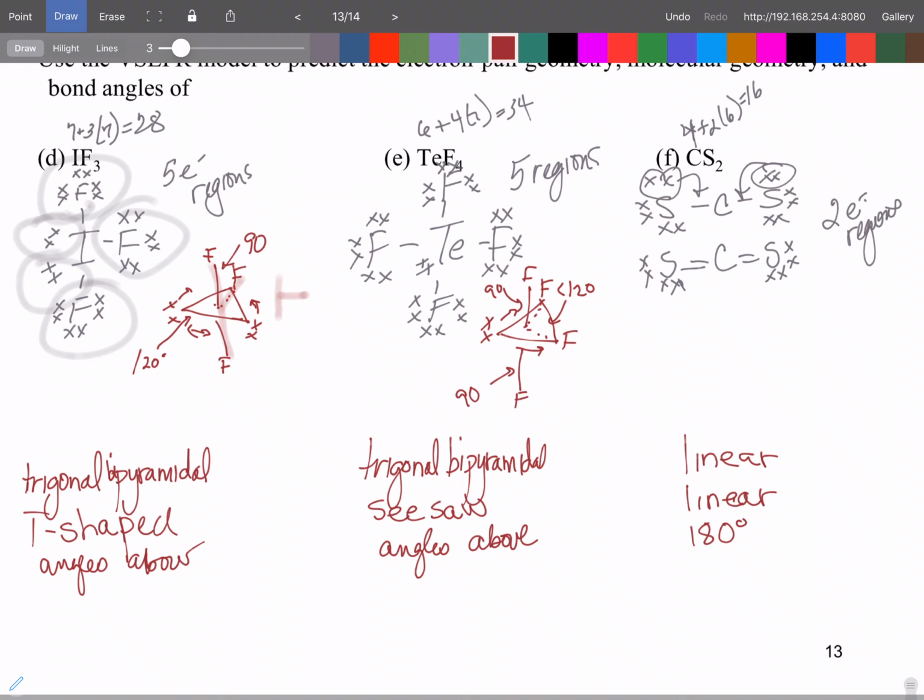So if you've noticed, we've drawn the Lewis structure. Then from the Lewis structure, you count the regions. That gives you the electronic. From the electronic, you see how many are bonding and how many are non-bonding. That gives you the molecular. The angles come from the electronic. So if you're trying to determine the angles, then you go back to the electronic structure.